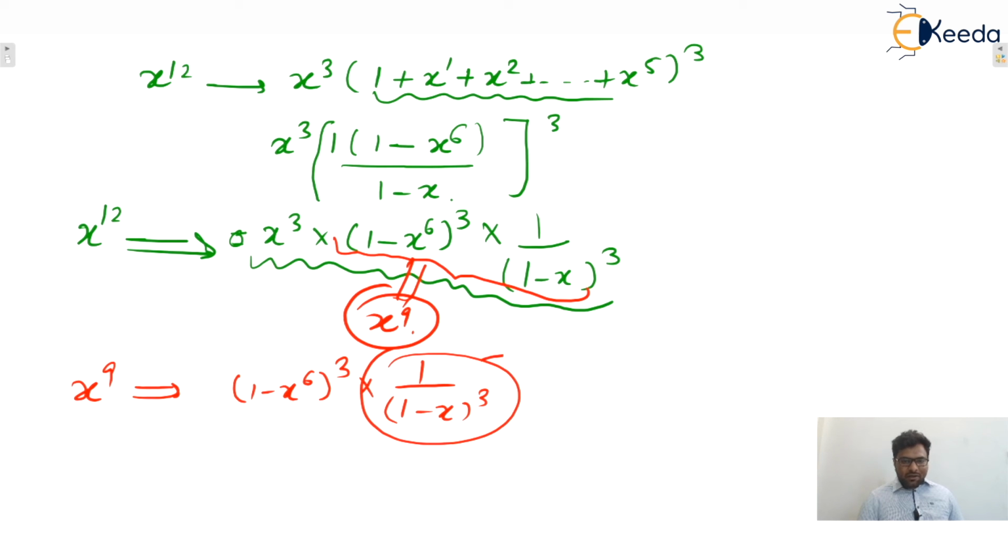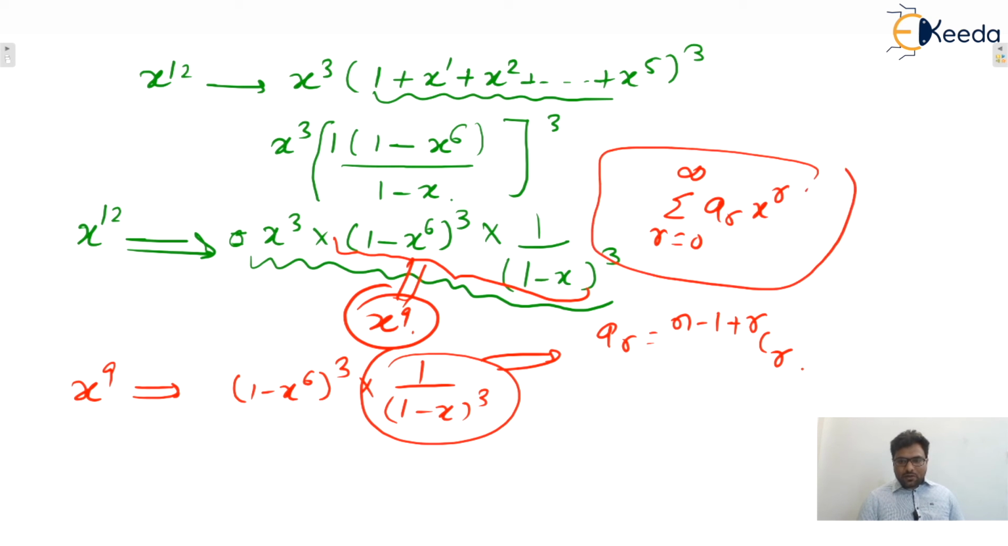Yes, this is your well-known generating function, and AR for this one is n minus 1 plus r C r, isn't it? Also you know, summation r 0 to infinity AR into x power r, that is your generating function. So we can write it like that or not? Yes, expand this cube. So it is going to be 1 minus x power 18 minus 3 x power 6. Then it is 1 minus x power 6 into, yes, we can write it like that or not? r equals 0 to infinity.